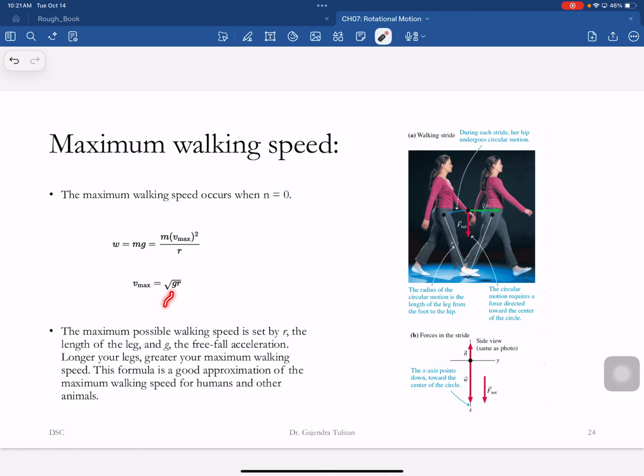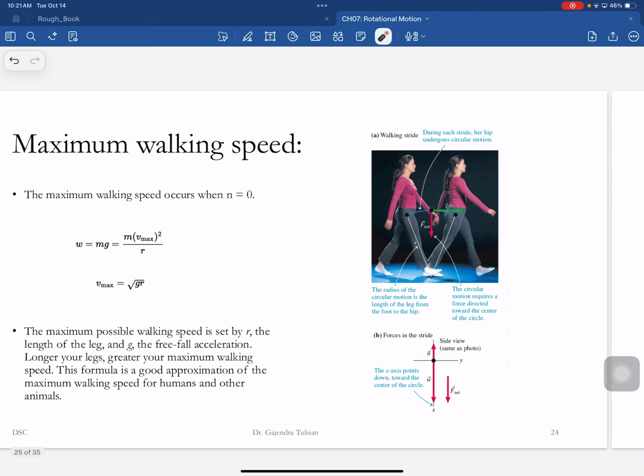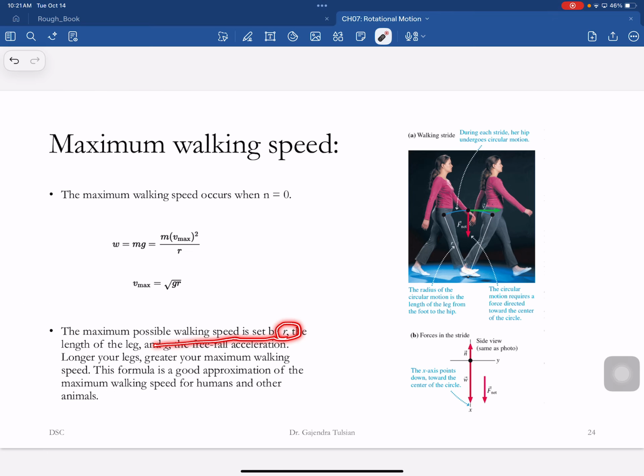G is the acceleration due to gravity. So that is smaller on the moon. You could walk faster on the moon. R is the length of your leg. The taller you are, the faster your maximum speed. So the maximum walking speed is set by R, the length of your legs, and g.